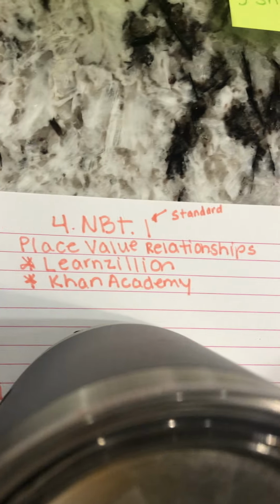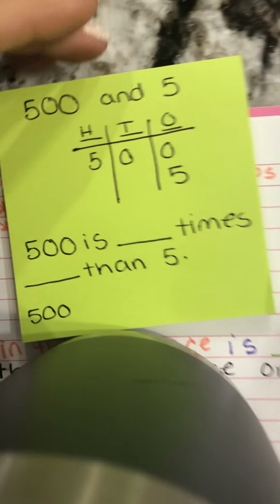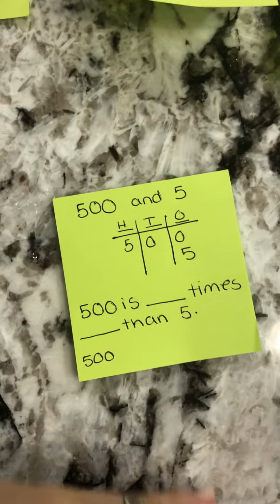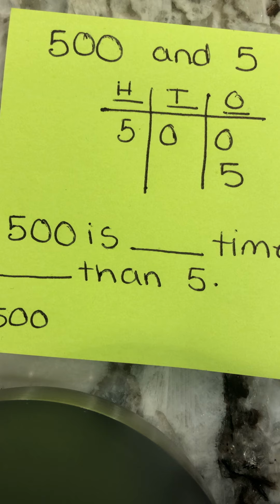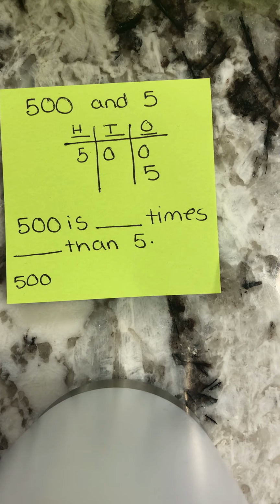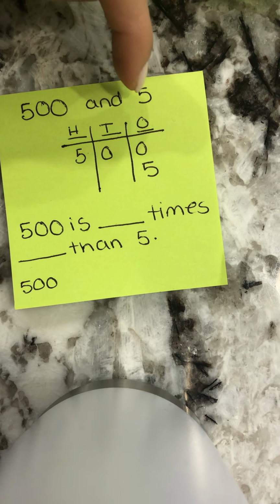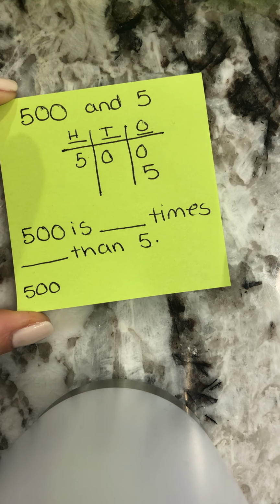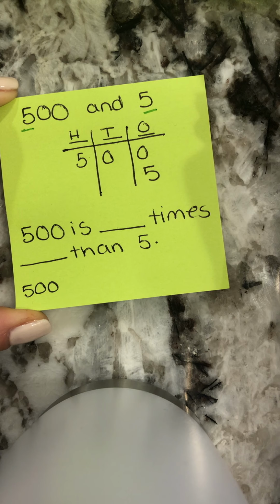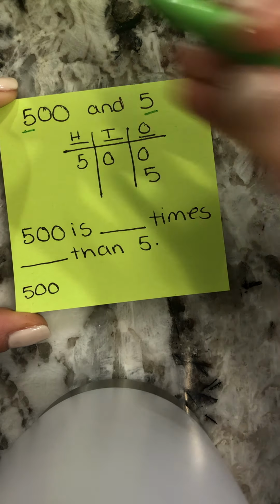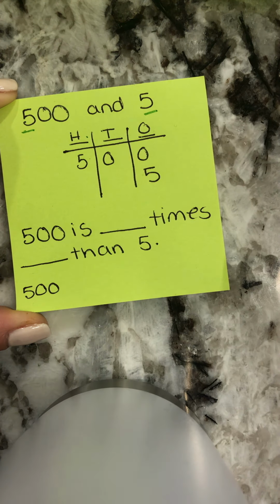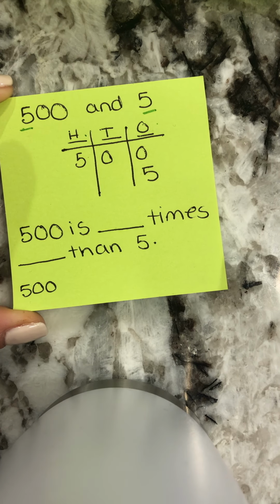Okay, so our first problem today, let's actually move this down. We're gonna start off with a pretty straightforward example. We're gonna compare 500 and 5. So when we're talking about place value relationships, we're talking about how the values of these digits, in this case the 5s, compare based on what place those digits are in. So in 500, we have a 5 in the hundreds place. In the number 5, we have 5 ones.